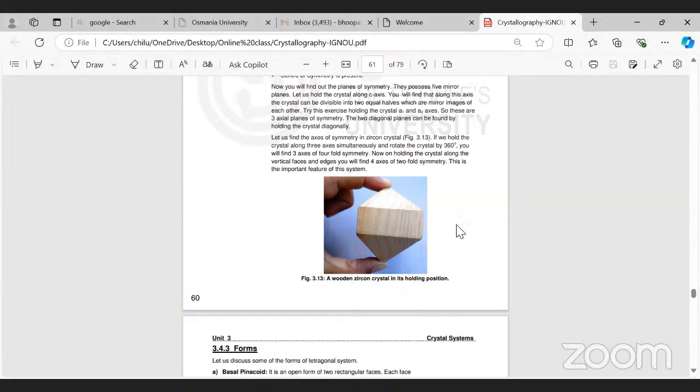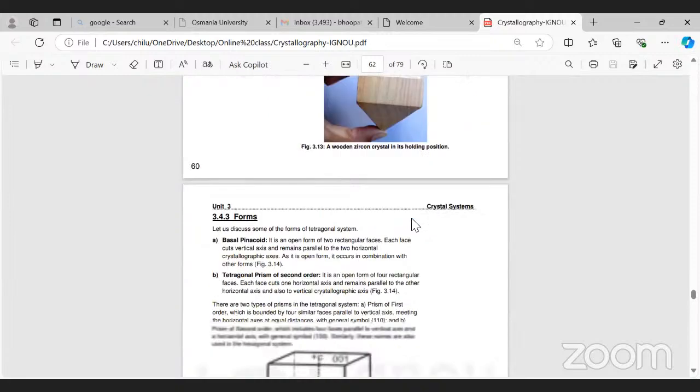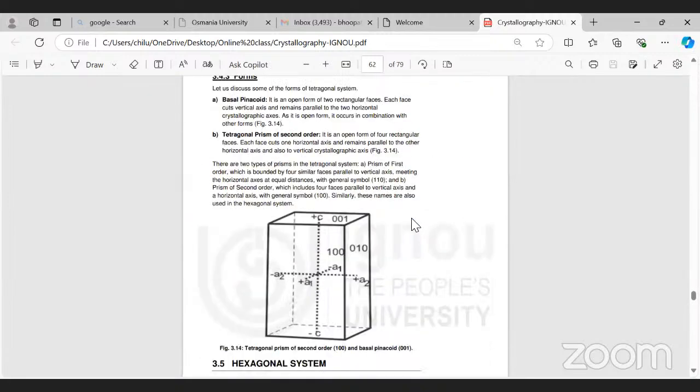And sometimes you can hold along the vertical and horizontal, these two. The faces you can see four. Suppose you hold along the vertical faces, you will get four axes and two fold symmetry. So this is the importance of these features and forms.